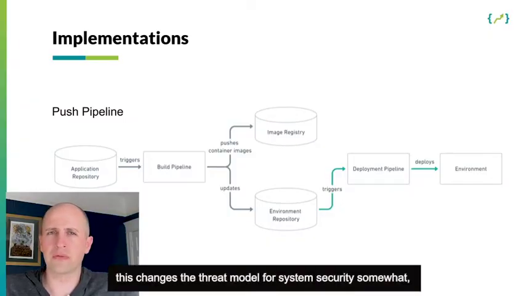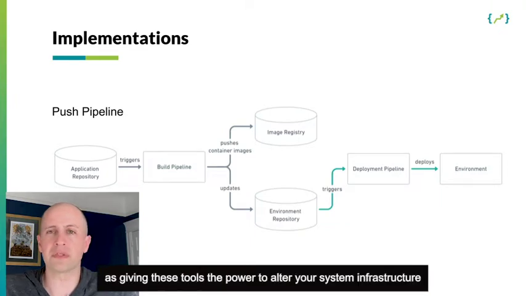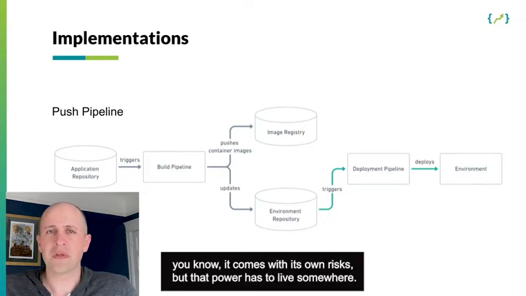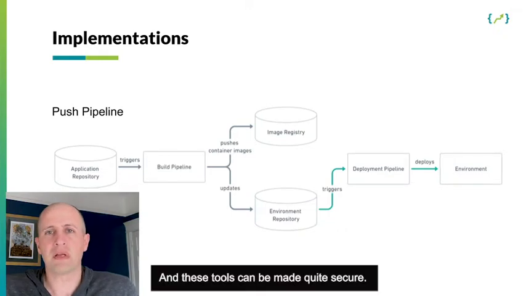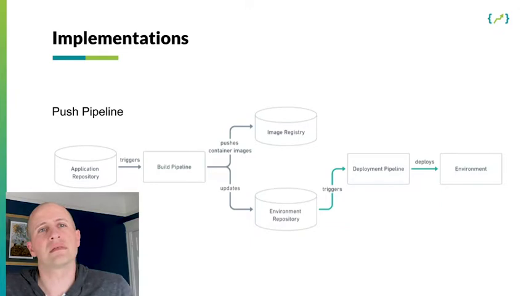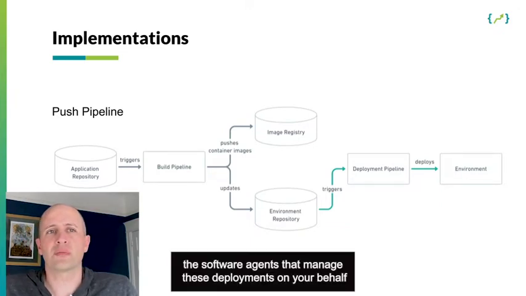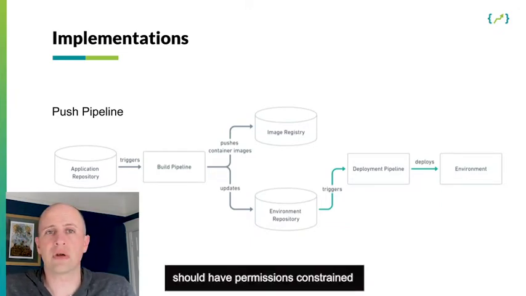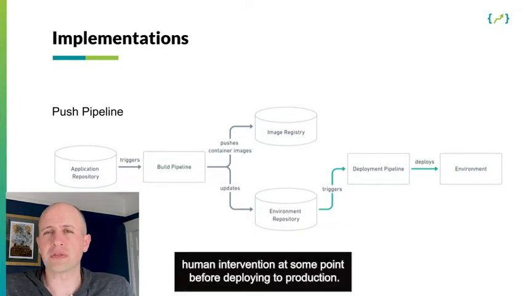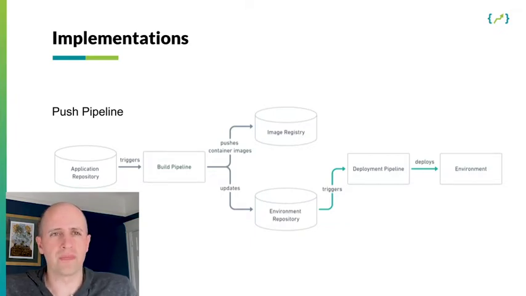This changes the threat model for system security somewhat, as you are giving these tools the power to alter your system infrastructure at a deep level. It comes with its own risks, but that power has to live somewhere. And these tools can be made quite secure. Some security considerations to keep in mind in this case. The software agents that manage these deployments on your behalf should have permissions constrained to no more than is required for them to operate, and should probably require human intervention at some point before deploying to production.